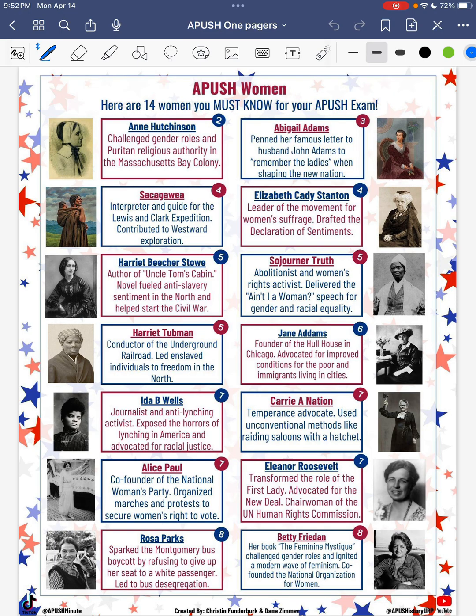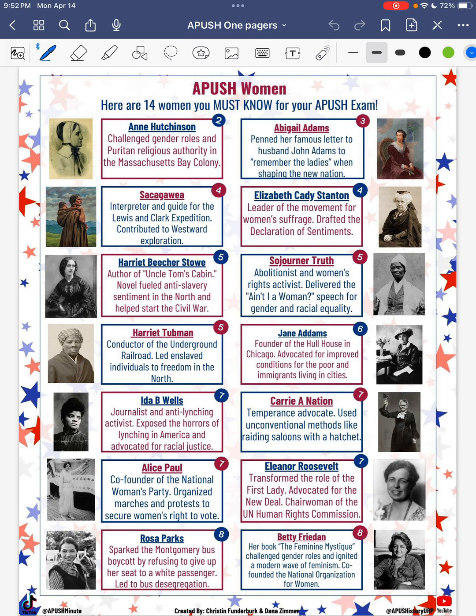She was tried for heresy. She was banished. And that kind of highlights the limits of religious freedom in early colonial America. You're Puritan or you get out. Okay. Moving on to Abigail Adams.